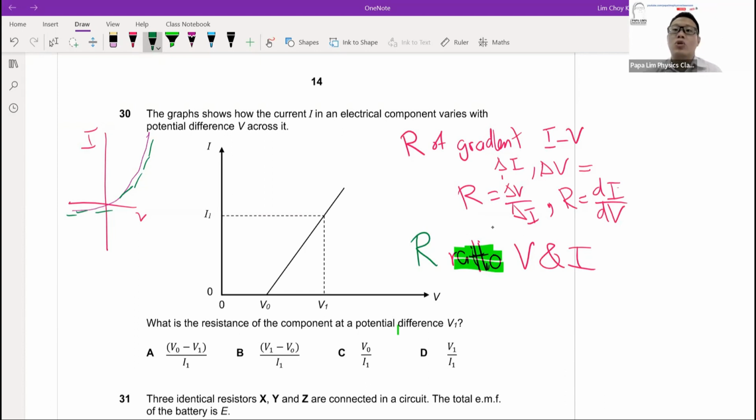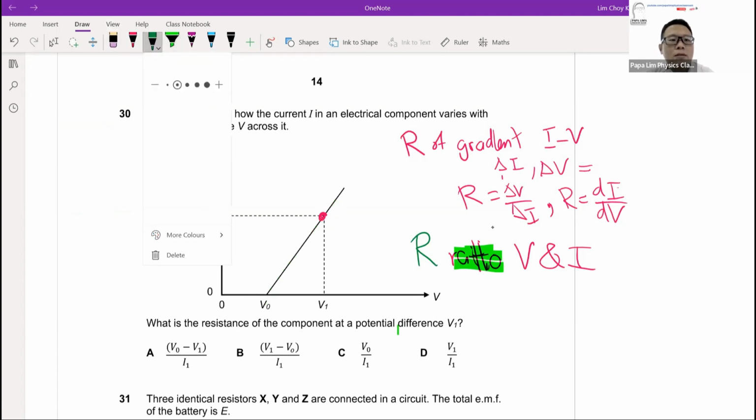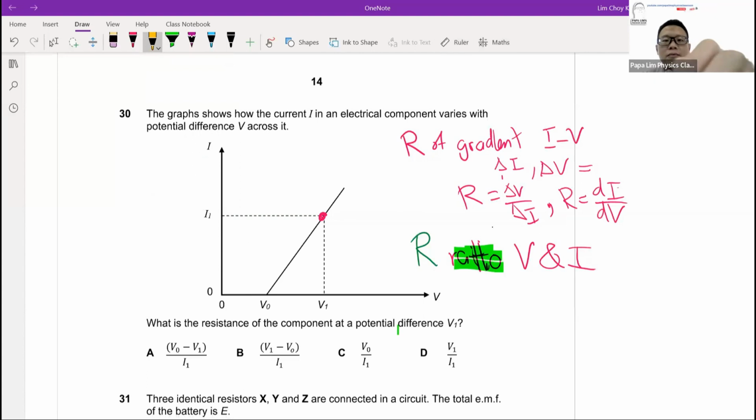But how do we look at the ratio of the V and I at particular instances? Here I will show you a technique that I always use and it always works. Now, when we look at this particular point, if I want to look at the resistance of this point, I am not looking for the gradient of this particular IV graph. The gradient doesn't tell me the resistance. What I should do is draw a straight line to the axis to get the necessary V and I.